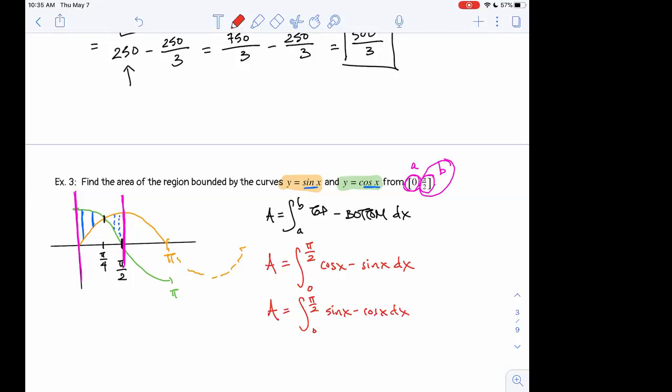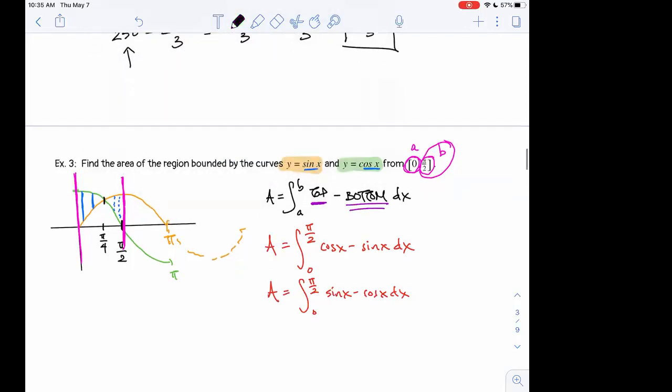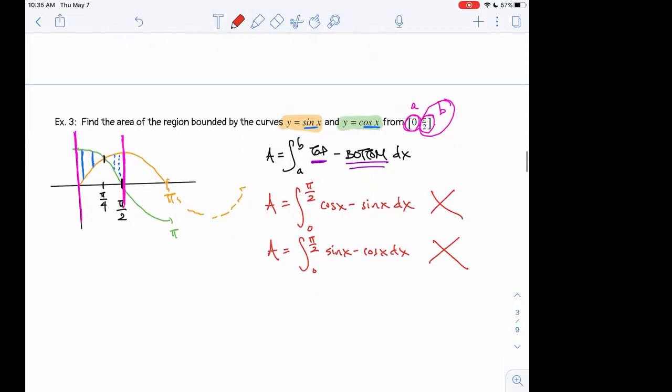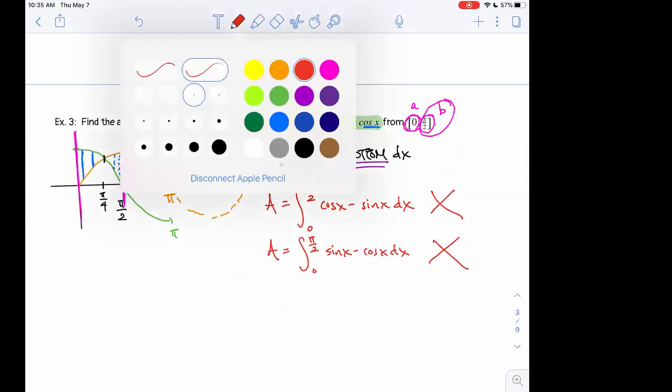So that's something important to note about when we say top minus bottom: it has to be the same function all the time that's on the top, and the same function all the time that's on the bottom. If they switch, you have a few different strategies to consider. So what can we do?